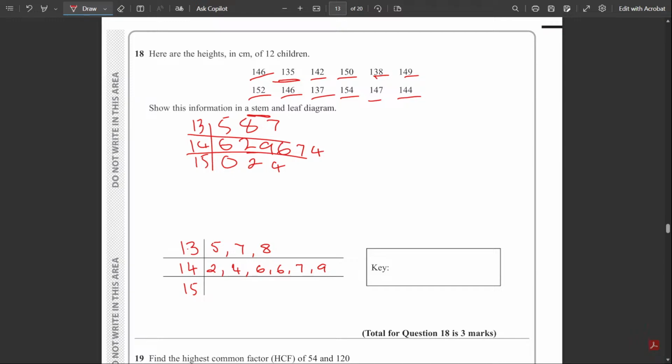And then this one's already in order, but we still have to write it down. Okay, make sure you have the same number as well. We should have 12 numbers, so 3 6 and 6 12. And then you also need to write down the key. So just pick any number. Let's say we got 1 3, a line, and a 5. That represents 135. That's what you have to say in the key.